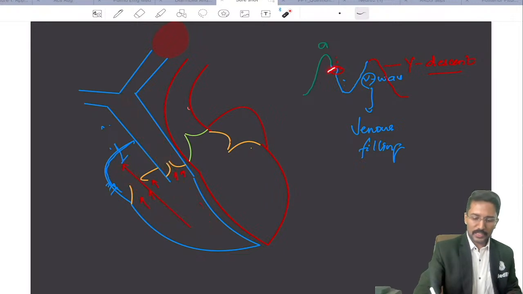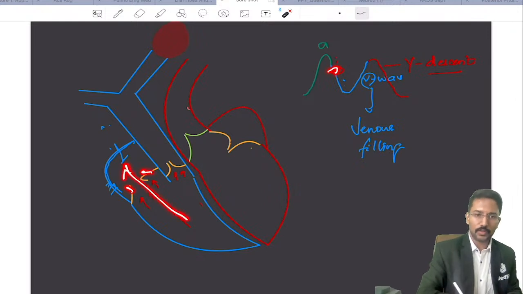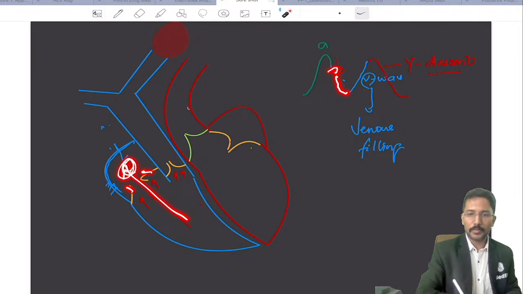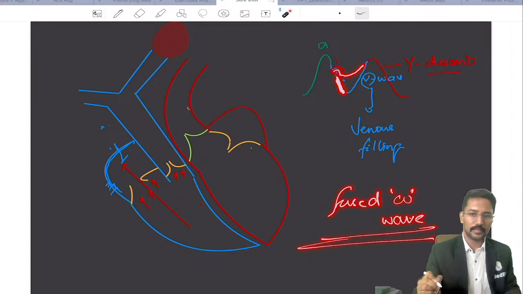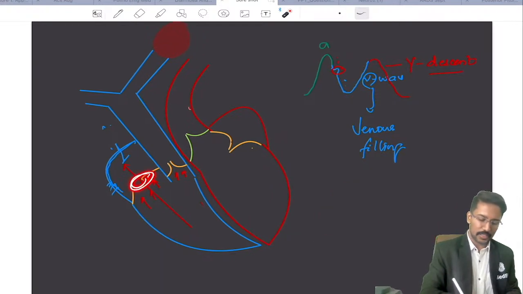So as soon as the tricuspid bulge occurred, after that this valve opened, right? So the blood started moving into the right atrium. So this X dash descent that was continuing, it will not happen because the blood is coming to right atrium. So the right atrial pressure will increase, right? Right atrial pressure will increase. So this C wave continues on to a V wave. C wave continues on to V wave without this X dash descent. That is what we call as fused CV wave. Okay, and this is seen in tricuspid regurgitation, TR.